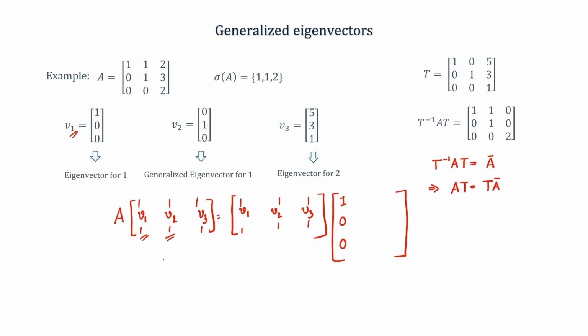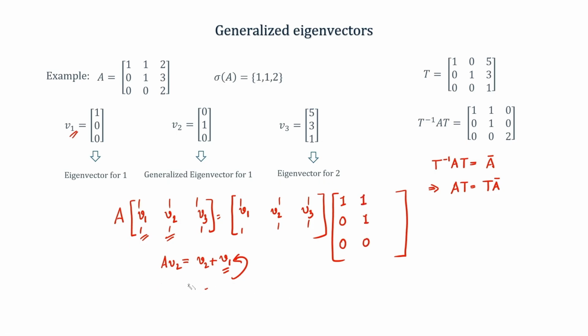What is the second column on the left hand side? A V2. But what is A V2? I know that A V2 is equal to lambda V2, lambda being 1 here, plus V1. Why is this true? Because by construction, the way I have constructed V1, it followed this equation. So therefore this must be followed. Now if this must be followed, then the column here would come out to be 1 1 0.